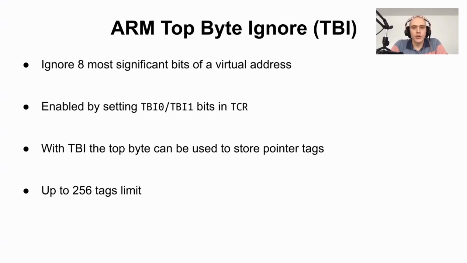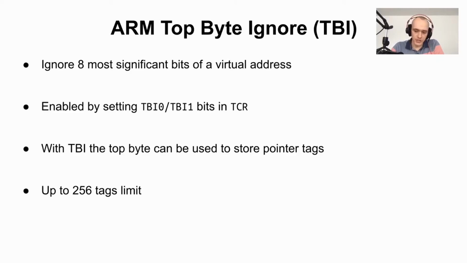ARM top-byte ignore is an ARM feature that, when enabled, makes the CPU ignore the top 8 bits of any address it dereferences. You can enable it by setting the TBI bits in the TCR register, and there is a separate bit for user space and a separate bit for the kernel.